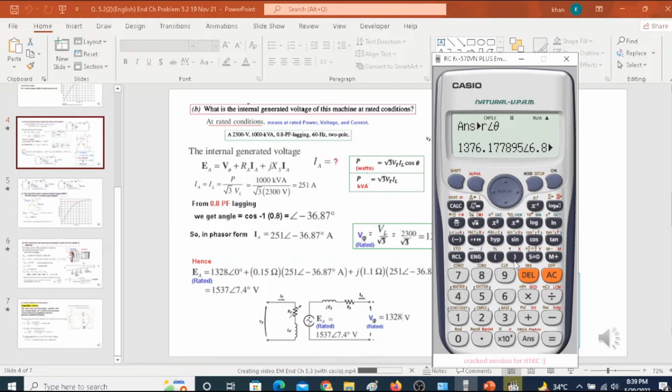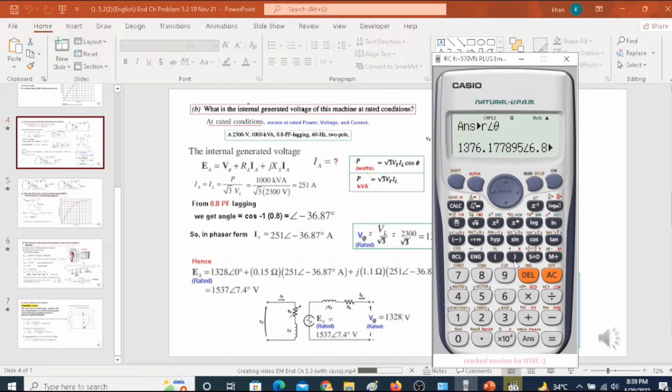Also keep in mind that V line is given as 2300 from here. So we have to convert it into V phase, and just for my ease I'm saying that this is the rated voltage per phase, because this data is the rated values. So V phase rated will be 2300 divided by root 3, so 1328. We'll use this value in here.